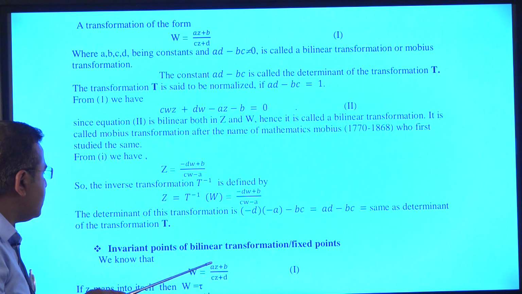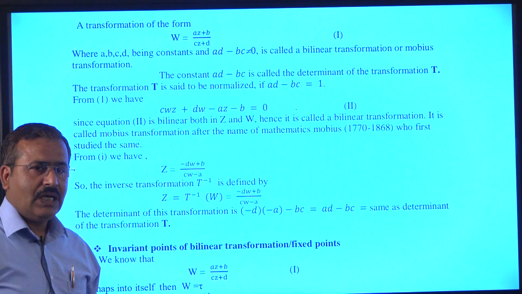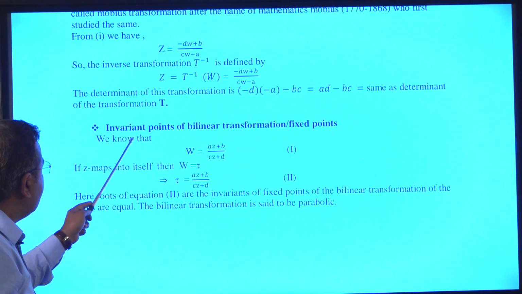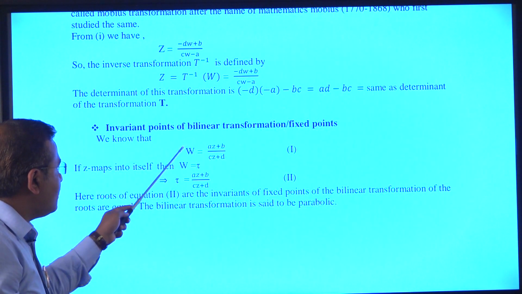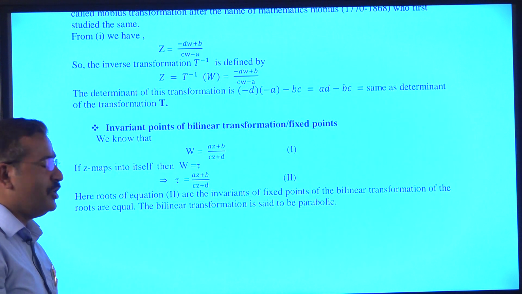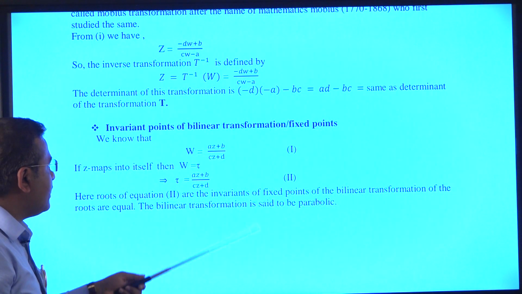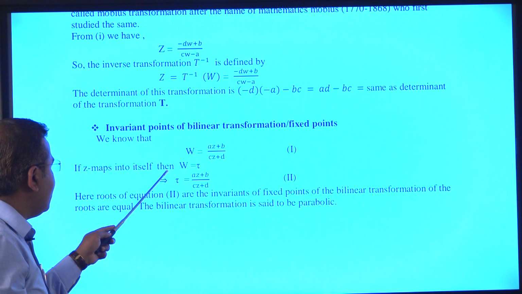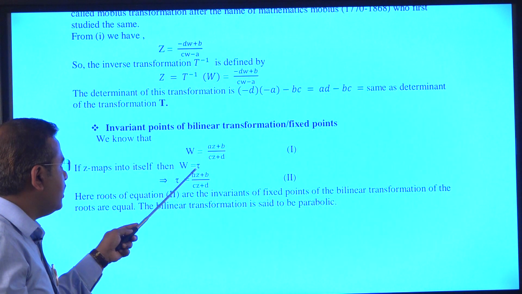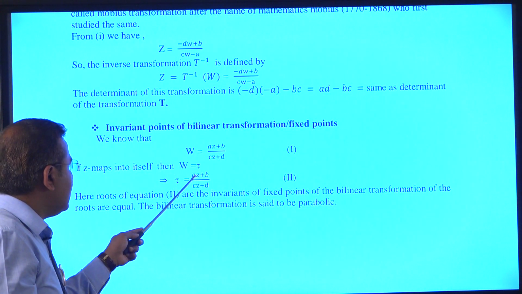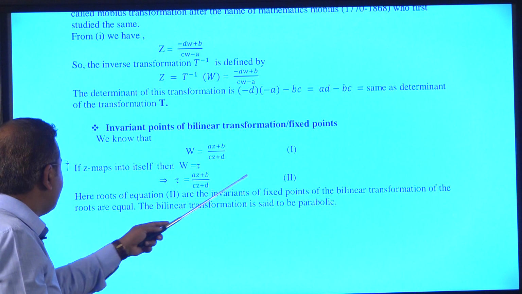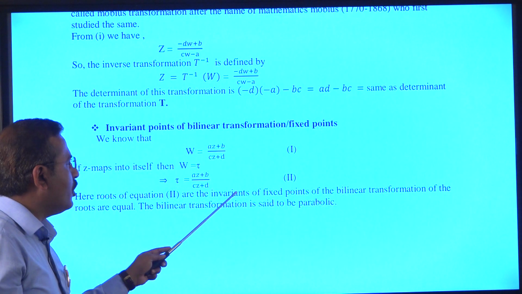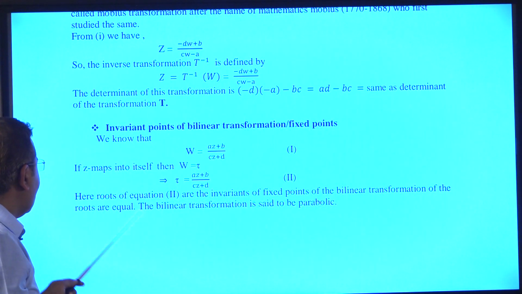Now what are the invariant points of the bilinear transformation, that is, what is a fixed point? Note that W equal to (AZ plus B) divided by (CZ plus D) is the form of the bilinear transformation. This is equation 1. Now when Z maps into itself, then W equals, we denote it here by tau, so tau equal to (AZ plus B) divided by (CZ plus D). Now the roots of this equation, the invariant or fixed points of the bilinear transformation, are equal.